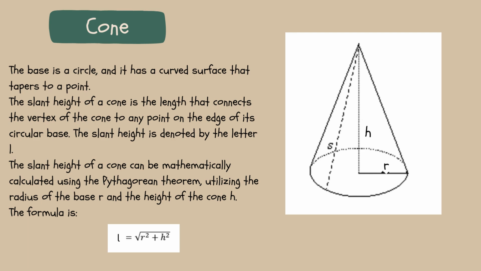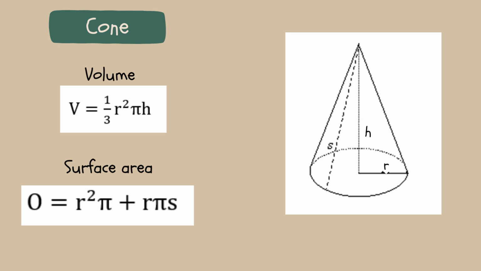The slant height of a cone can be mathematically calculated using the Pythagorean theorem, utilizing the radius of the base r and the height of the cone h. The formula is. Cone, volume, surface area.